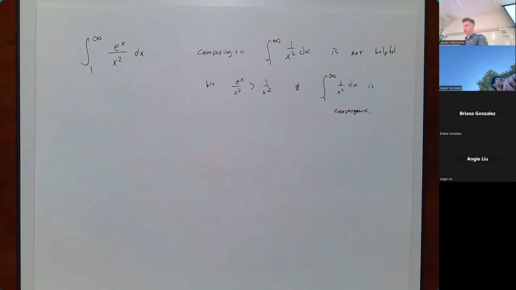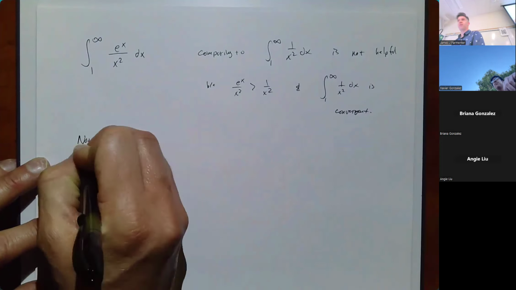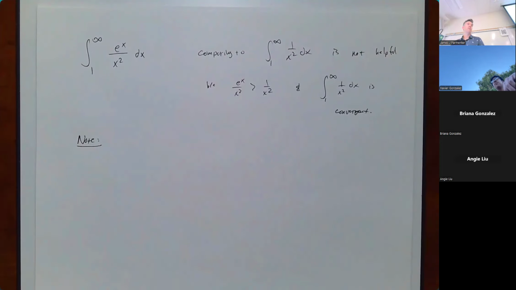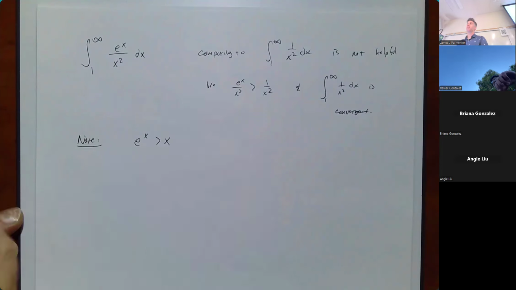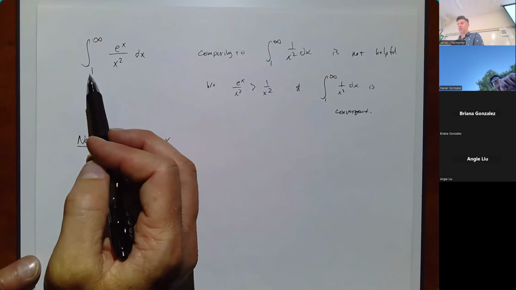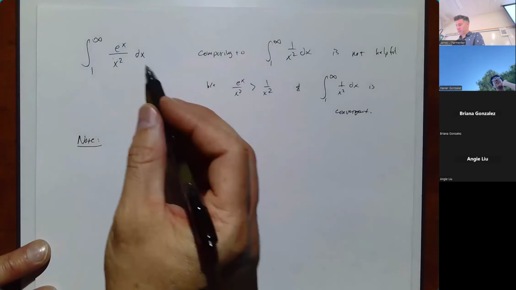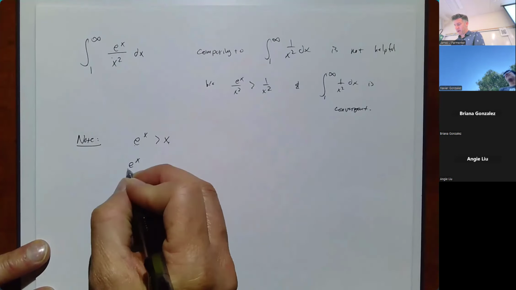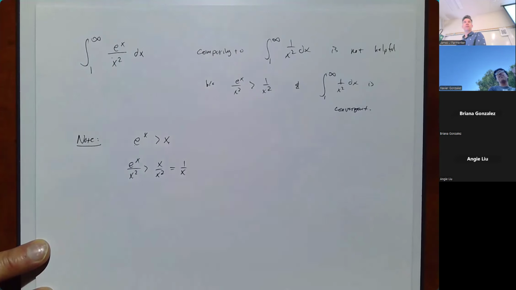It is, on the other hand, true, and this is where you're really just throwing stuff against the wall. I'm actually looking at notes, but really you're just guessing. Well, e to the x is bigger than x. Think about their graphs: y equals e to the x is always bigger than y equals x, at least between 1 and infinity. So if I divide both sides by x squared, e to the x divided by x squared is bigger than x divided by x squared, which is equal to 1 over x.